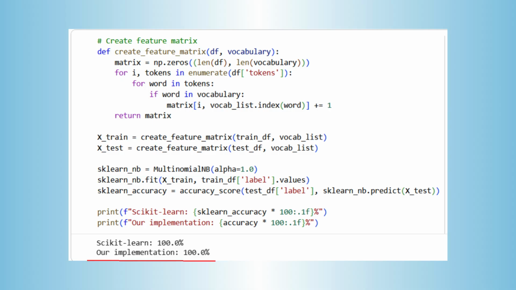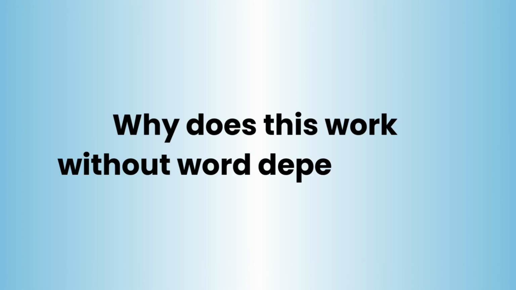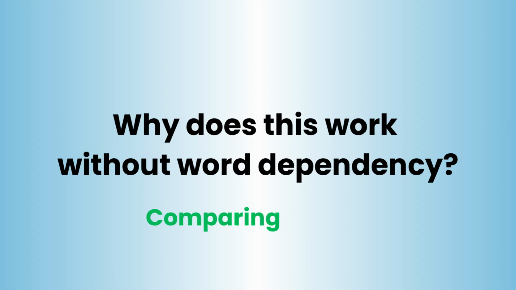The key question remains: why does this work despite the naive assumption and ignoring the dependency between the words? Even though words are not truly independent, the classifier still works well because it's comparing two options. It doesn't need to get the exact numbers right. It just needs to rank spam higher than not spam for spam emails and not spam higher than spam for legitimate emails.